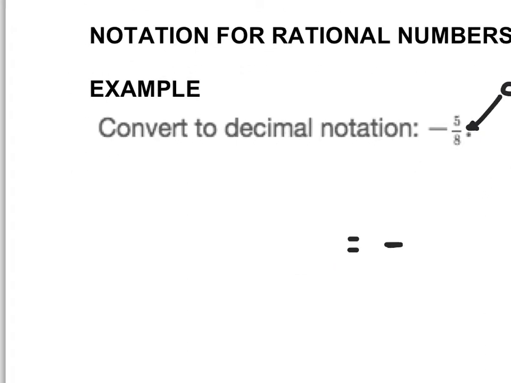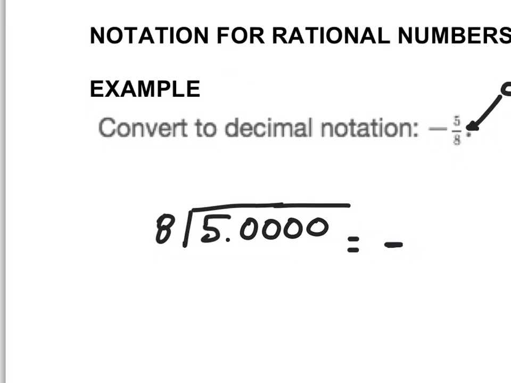If we're doing 5 divided by 8, I'm going to do 5 divided by 8. Now the problem is that when your divisor is 8, this number is larger than 5. I know I'm going to get a decimal out of this, so I'm going to put a placeholder here, a decimal, and then I'm going to put zeros to the right of that decimal.